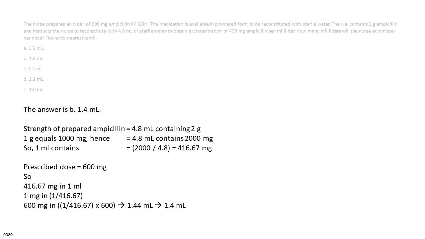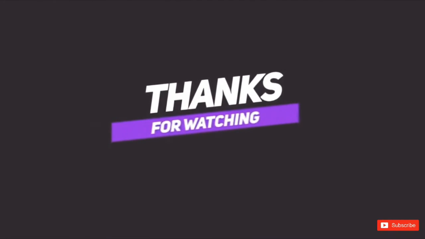416.67 milligrams in 1 milliliter. 1 milligram is 1 divided by 416.67. 600 milligrams is 1 divided by 416.67 times 600 equals 1.44 milliliters. Equals 1.4 milliliters.